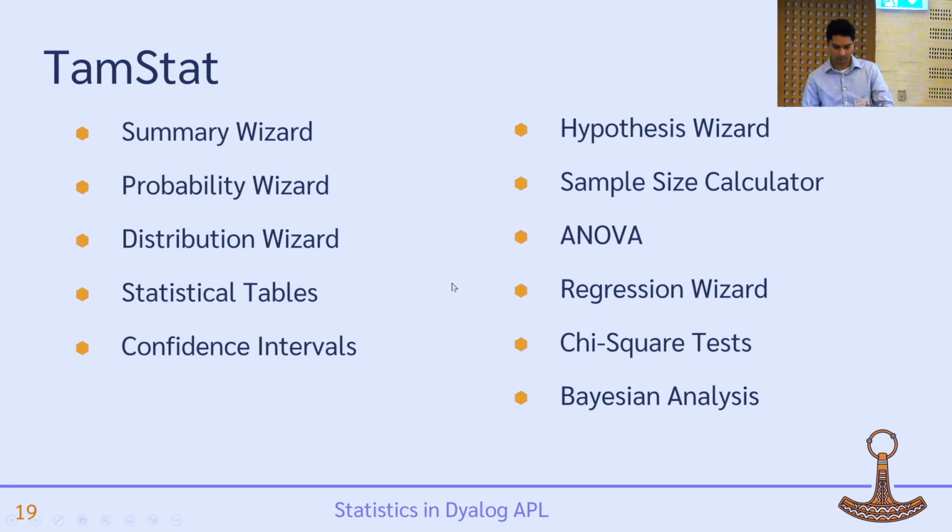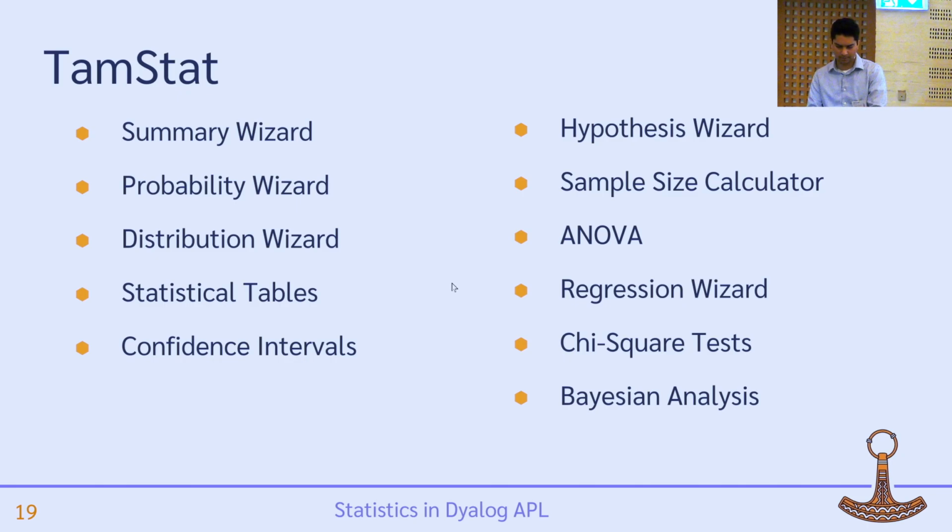And some other stuff that you get with TamStat: summary wizards, probability wizards, and a lot of basic stuff that you'd expect in a stats package are now available to you out of the box when you have APL, if you pull this package. And it's been used for years now to teach students statistics, so it's gone through more testing than the other library has, than KokoStats.